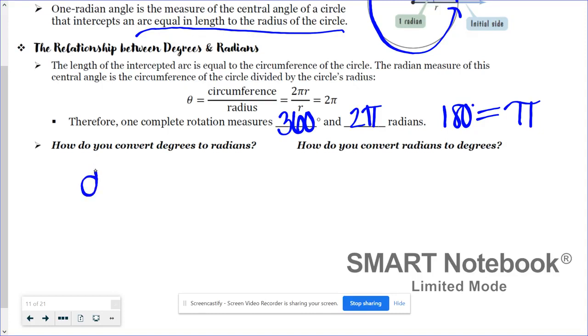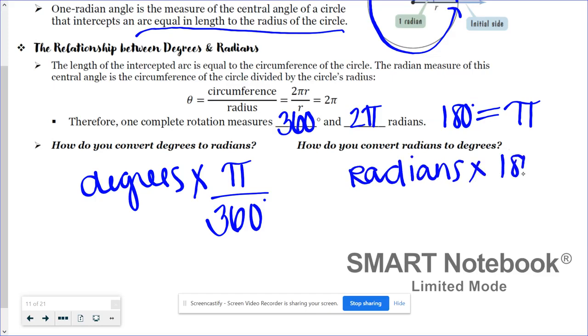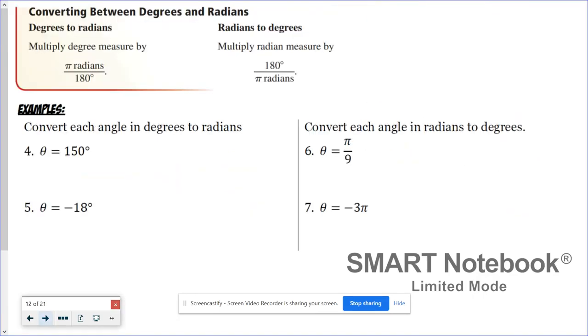So if I have an angle that's given to me in degrees, I can multiply it by pi over 180 degrees, and when I simplify, I get my angle in radians. I can take an angle given to me in radians and multiply it by 180 degrees divided by pi radians, because the idea is we want these units to cancel. Oops, sorry, that should be 180. Apologize for that. Okay, so let's actually try this out.